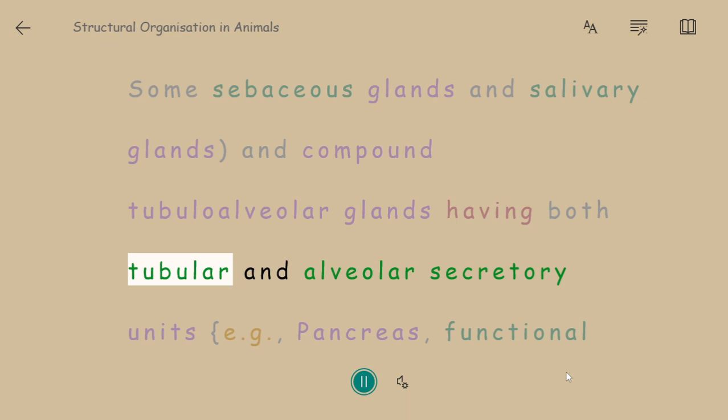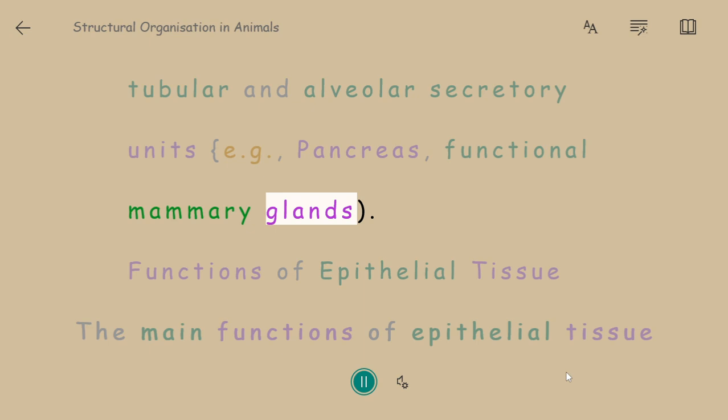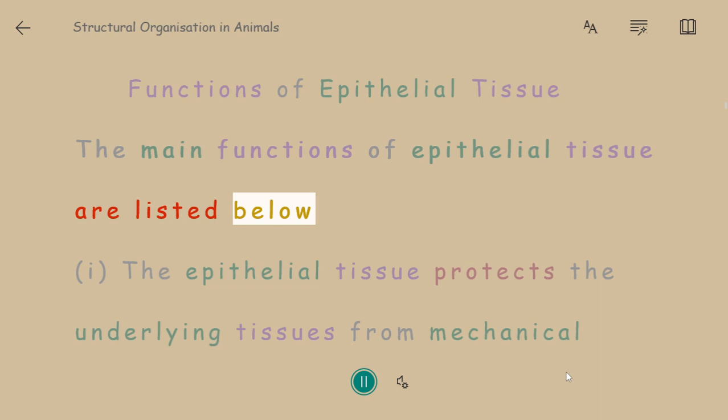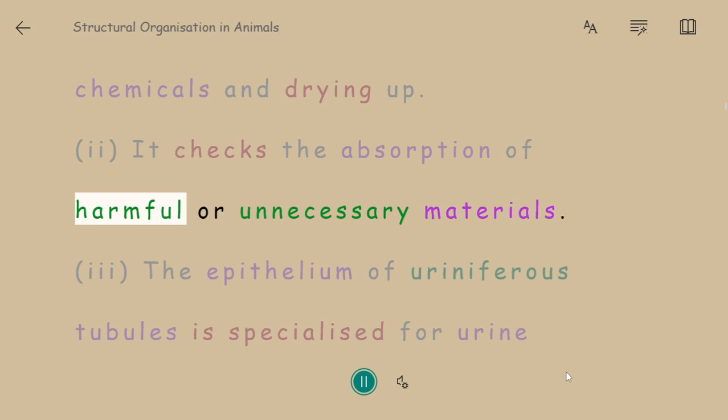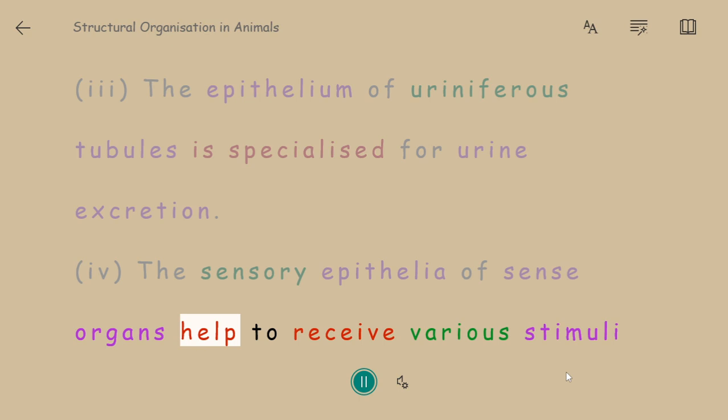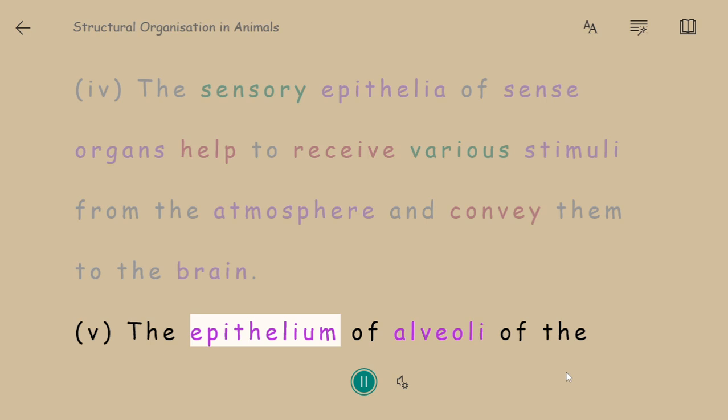Functions of epithelial tissue. The main functions of epithelial tissue are listed below. 1. The epithelial tissue protects the underlying tissues from mechanical injury, entry of germs, harmful chemicals, and drying up. 2. It checks the absorption of harmful or unnecessary materials. 3. The epithelium of uriniferous tubules is specialized for urine excretion. 4. The sensory epithelia of sense organs help to receive various stimuli from the atmosphere and convey them to the brain. 5. The epithelium of alveoli of the lungs brings about the exchange of gases between the blood and air.